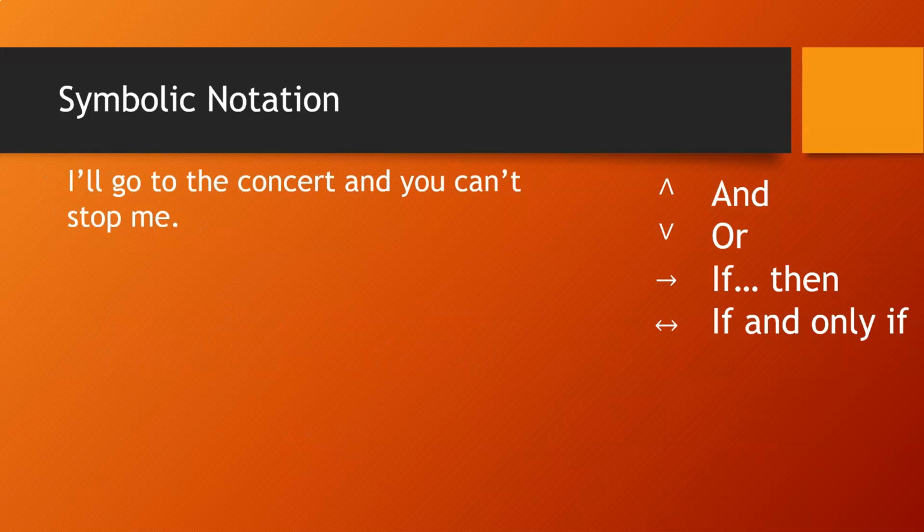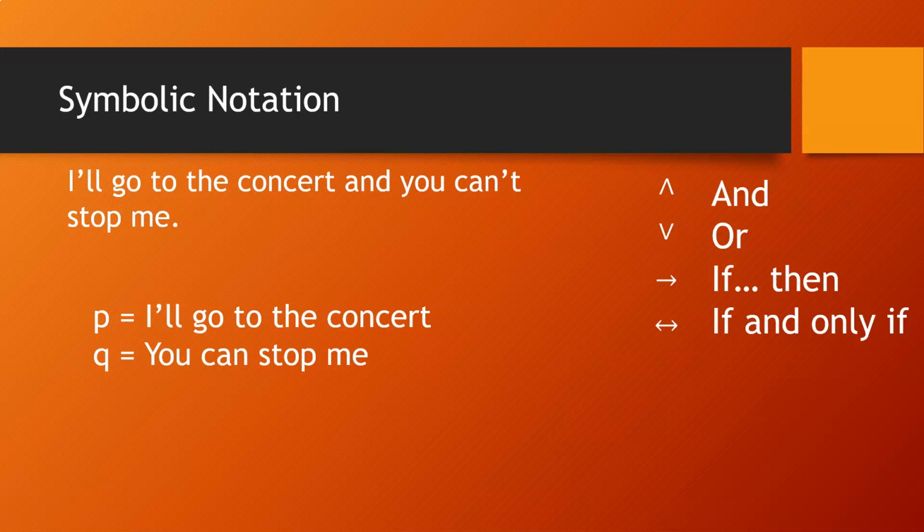One last compound statement. I'll go to the concert and you can't stop me. So the first simple statement is, I'll go to the concert. The second simple statement is, you can't stop me. Now can't sounds like a negation, doesn't it? So we're going to say that the second simple statement is, you can stop me, because can't would be the negation of can. Now, how are we going to deal with that notationally?